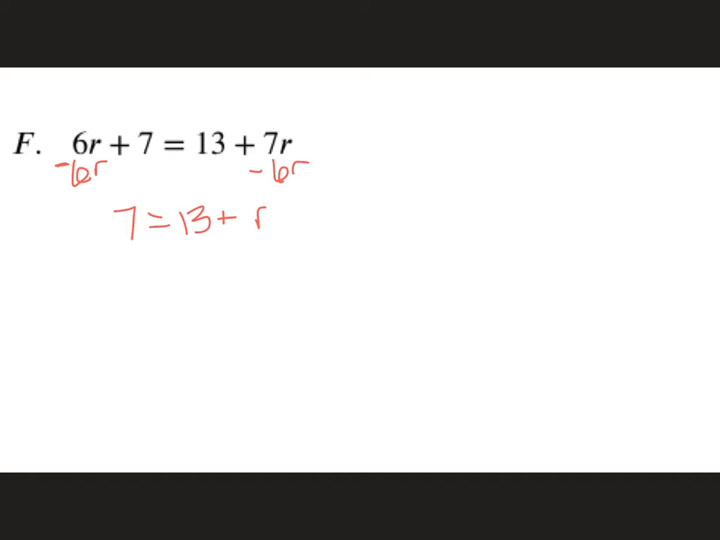Now I have a constant on both sides. I want to try to get the variable alone, so I'll subtract 13. So negative 6 would be the value of r to make this equation balance.